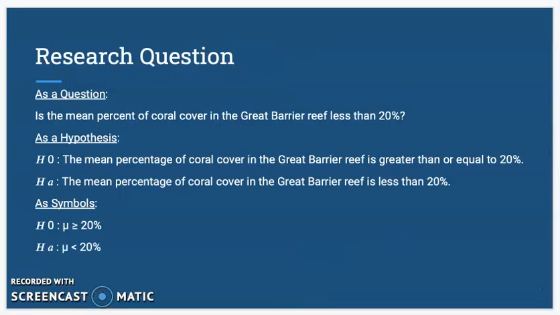Now my research question is: is the mean percent of coral cover in the Great Barrier Reef left at less than 20%? As a null hypothesis, the mean percentage of coral cover in the Great Barrier Reef is greater than or equal to 20%. And then the alternative hypothesis is the mean percentage of coral cover in the Great Barrier Reef is less than 20%. And then there are the null and alternative hypotheses as symbols at the bottom.